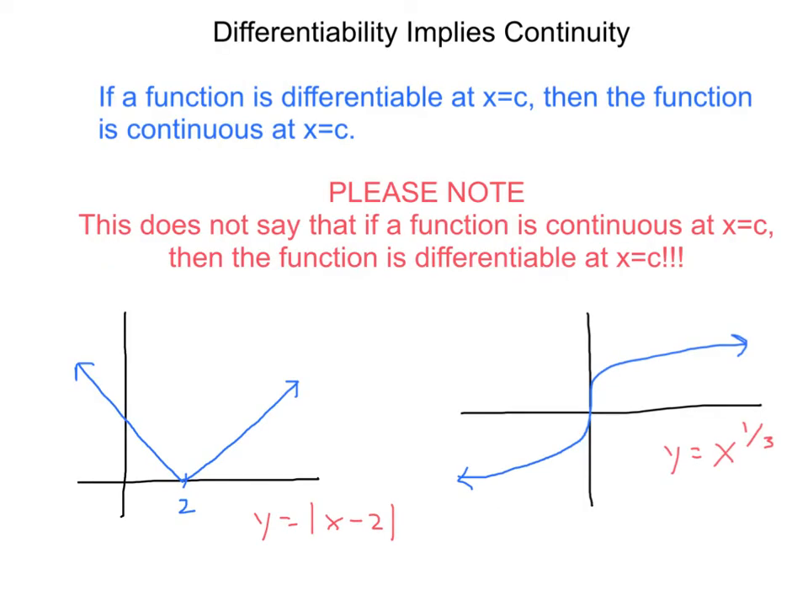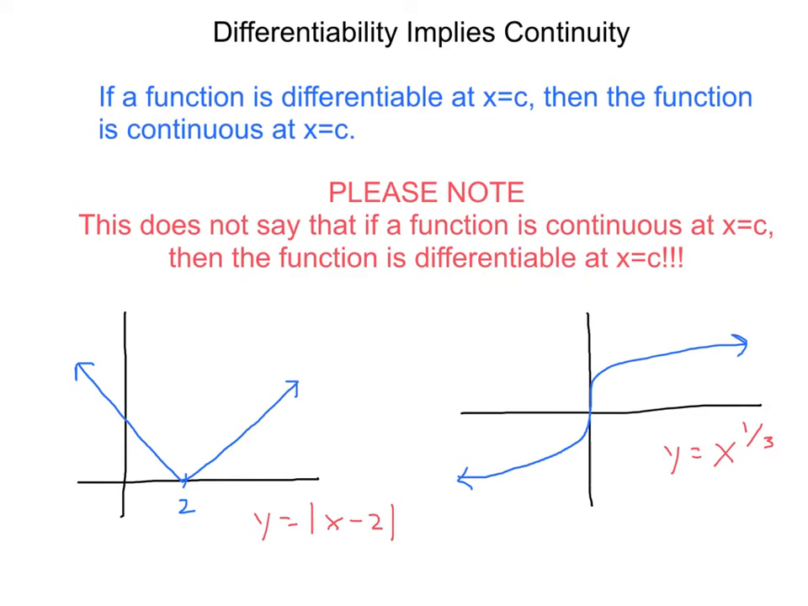The last thing we have here is the idea that differentiability implies continuity. If a function is differentiable at x equals c, then the function is going to be continuous at x equals c. This is an important thing to keep in mind: if you know that the derivative of a function at x equals c is equal to a number, then you know for sure that the function is continuous there.